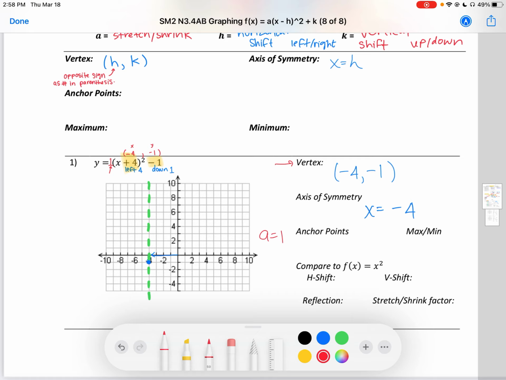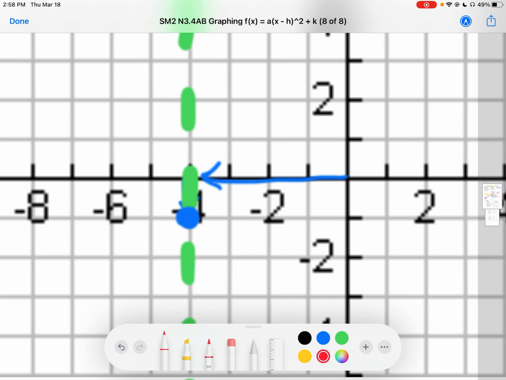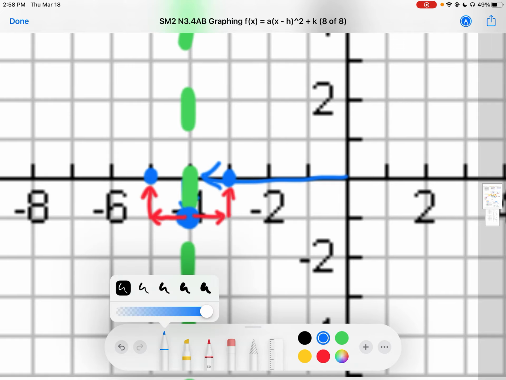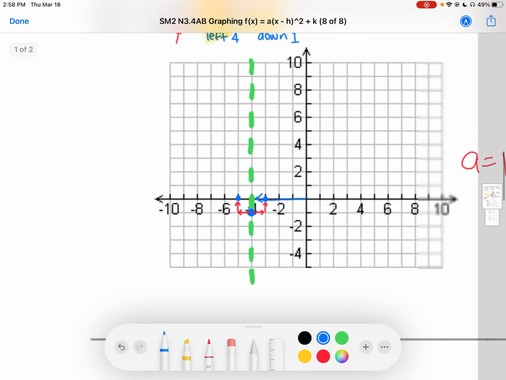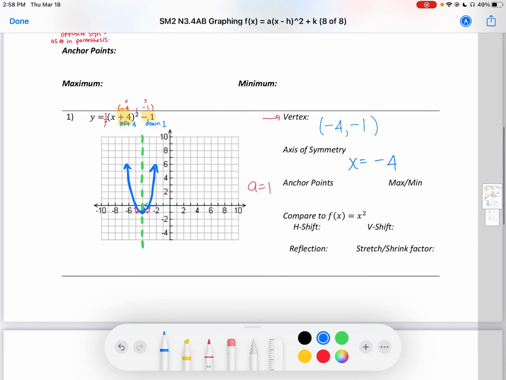So that means if we start at the vertex right here, and it's the same shape as the parent function, I go over 1, up 1, on either side. So over 1, up 1. Okay, now I'm going to call that good. You just need to plot 3 points, the vertex and a point on either side. So I'm going to draw my parabola now. That's what it looks like.